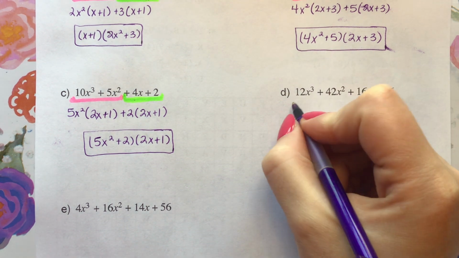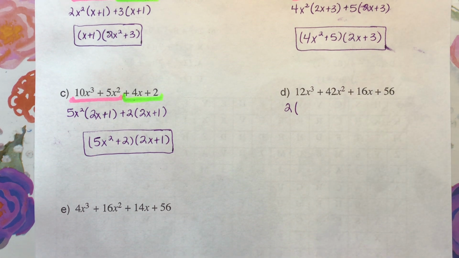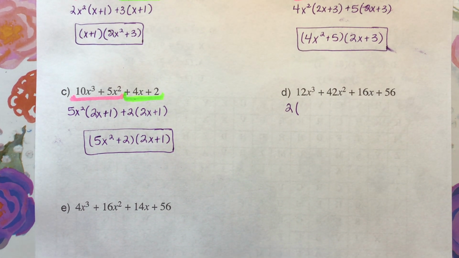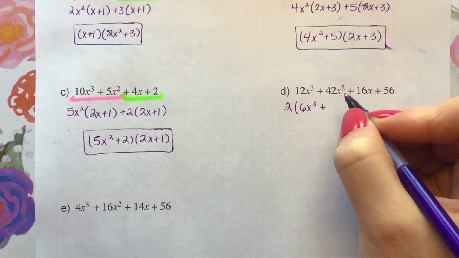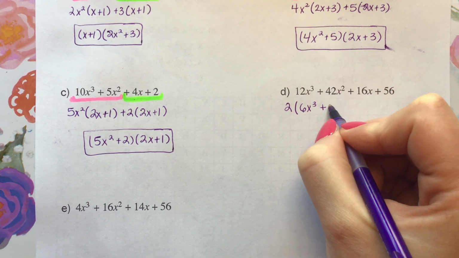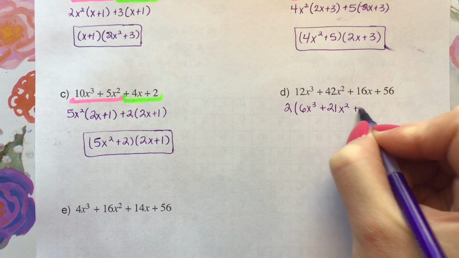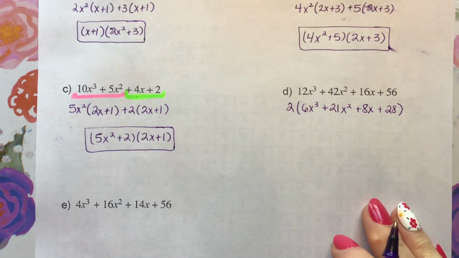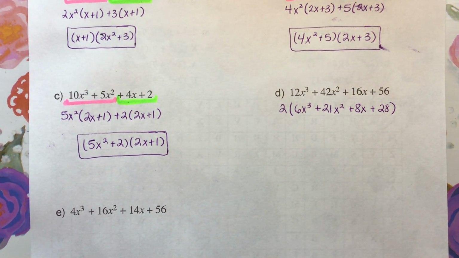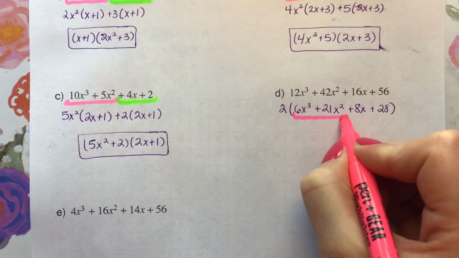So we are going to want to pull that out. I'm going to put a 2 up front, and then I'm going to divide all of the terms by 2. So that's going to be 6x cubed plus 21x squared plus 8x plus 28. Now, do not let that 2 throw you off. It's just hanging out up front, and we're going to keep carrying it down. We're now going to divide the part that's in parentheses into 2 halves.